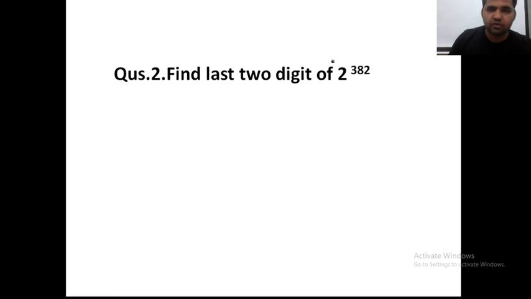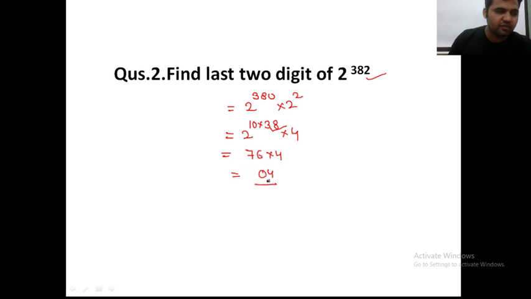Find the last two digits of 2 power 382 that we have just solved. So 2 power 382 can be written as 2 power 380 into 2 power 2. Now 2 power 380 can be written as 2 raised to power 10 into 38, and 2 power 2 is 4. 38 is an even number, so the last two digits would be 76. Multiply it with 4 and you will get your answer as 04. So this rule number 1 can directly be used to find the answer of such questions. All right, moving to the next question, question number 3.